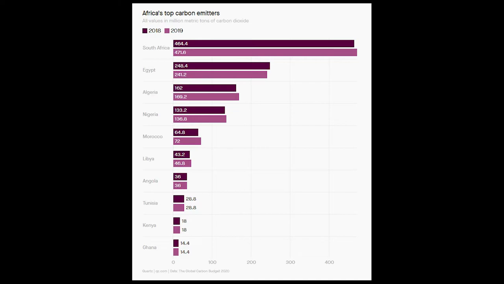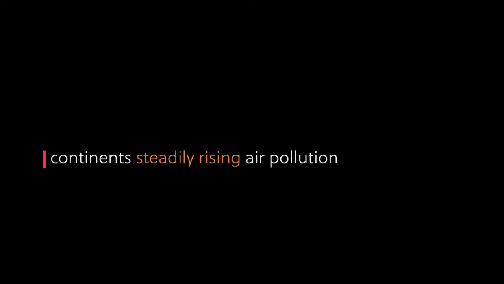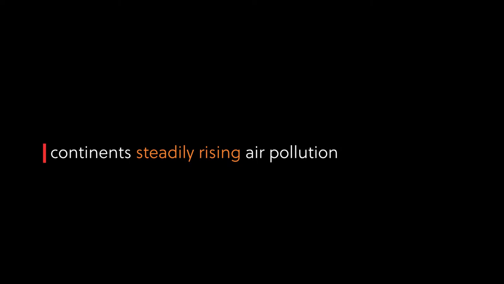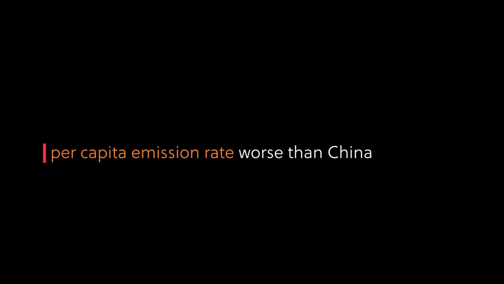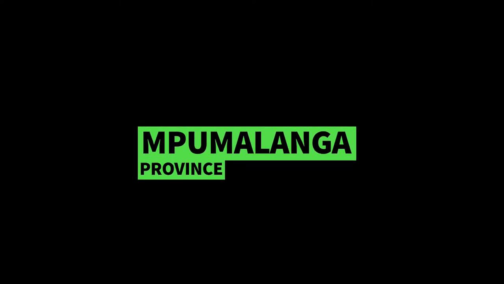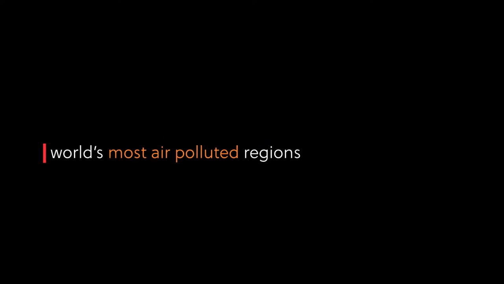South Africa, which remains the worst polluter on the African continent by a long shot, alone contributing about a third of the continent's steadily rising air pollution, is currently the 14th greatest producer of carbon emissions in the world, with a per capita emission rate worse than China. Mpumalanga province has recently been described as one of the world's most air-polluted regions based on satellite imagery analysed by Greenpeace, which is not great news at all.